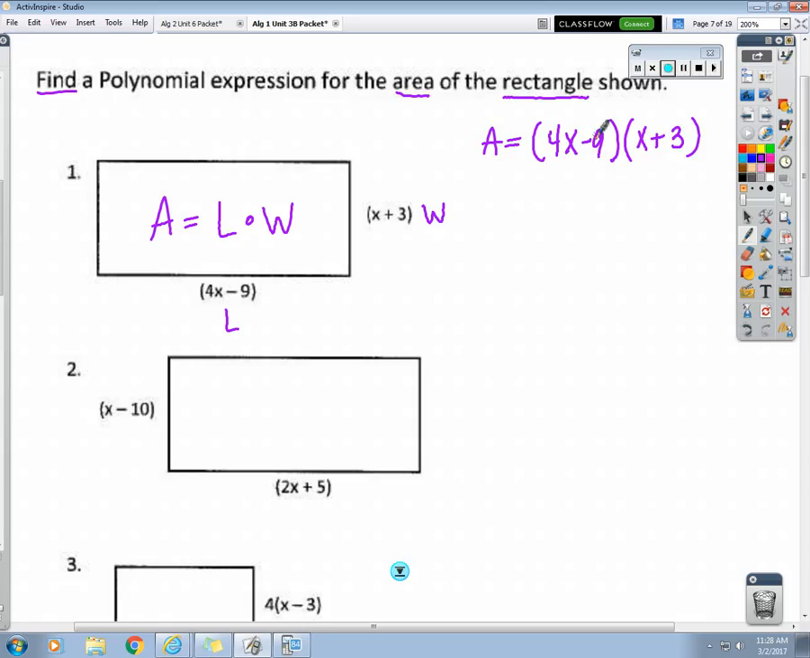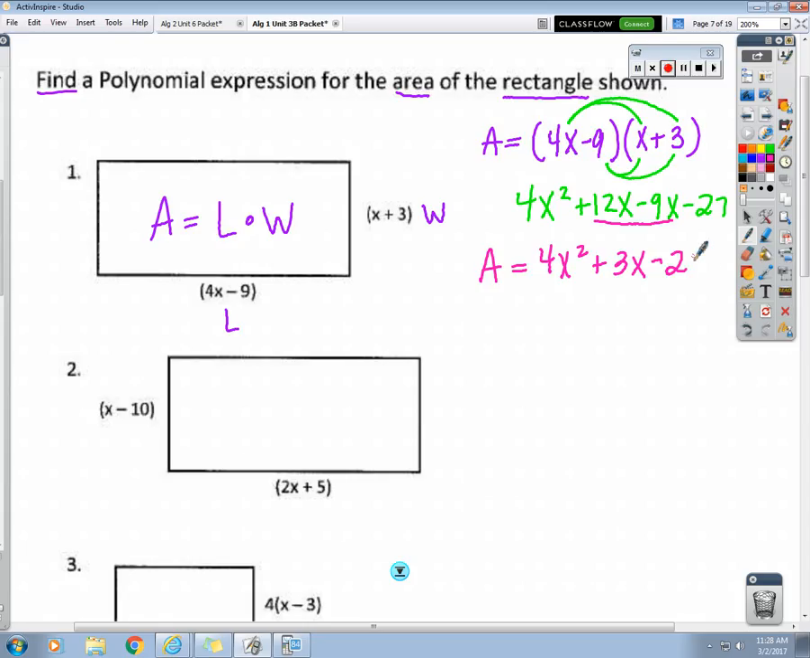And now that you've written it out, you should all know what to do with that. We distribute. 4x times x is 4x squared. 4x times 3 is 12x. Negative 9 times x is negative 9x. And negative 9 times 3 is negative 27. So now the final answer will be the area is 4x squared plus 3x minus 27.